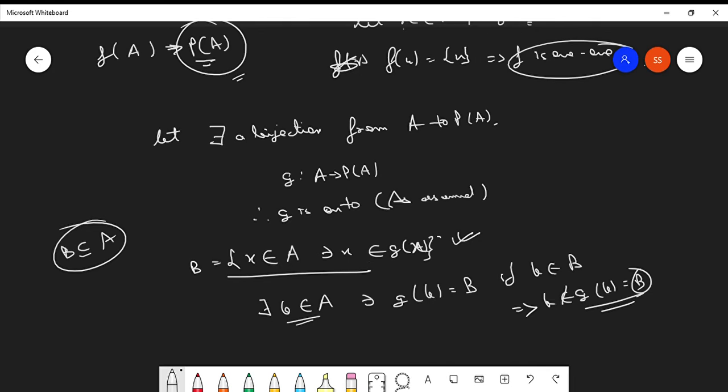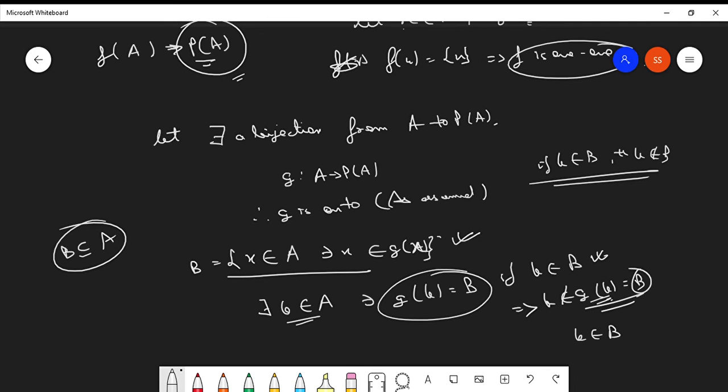Clear? So what does this mean? From the definition, small b cannot be an element of the image of itself. By this definition, this means that b cannot be an element of capital B. So we get that if small b is an element of capital B, then small b is not an element of capital B. So this is a contradiction. The inverse will also be true.